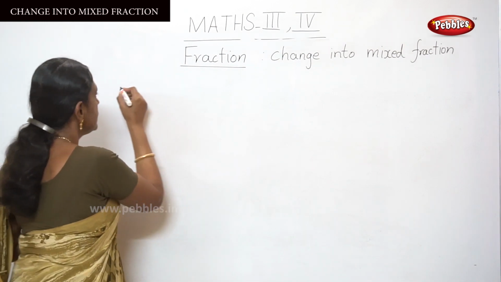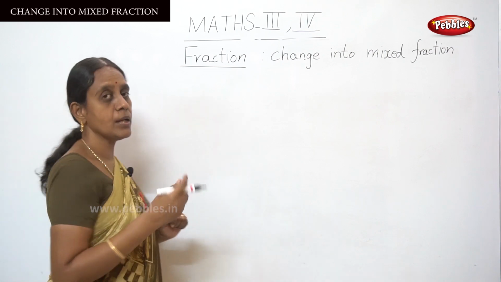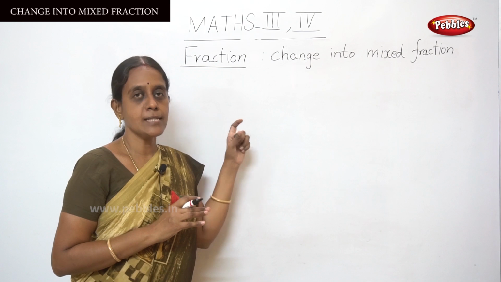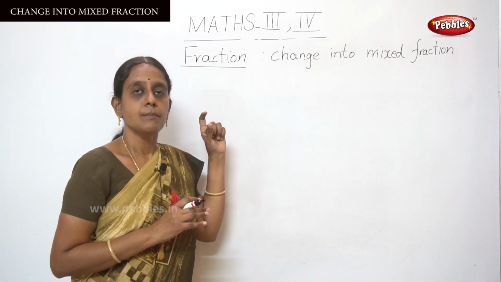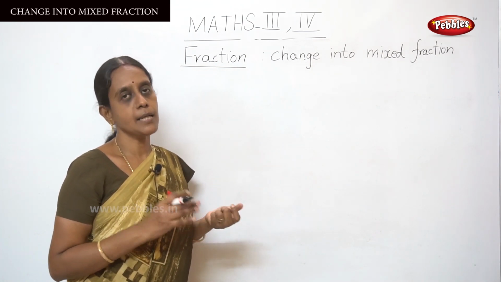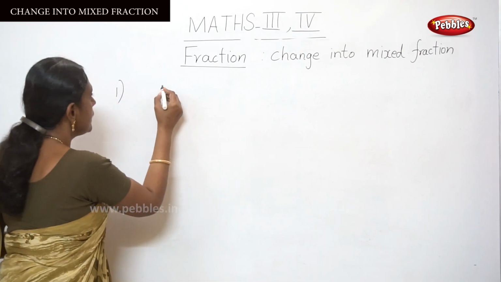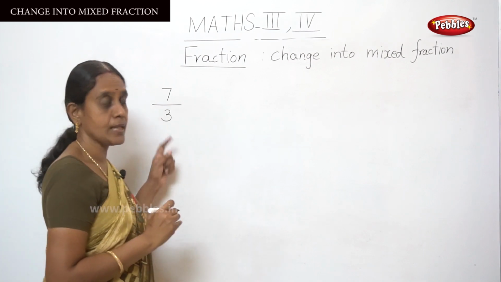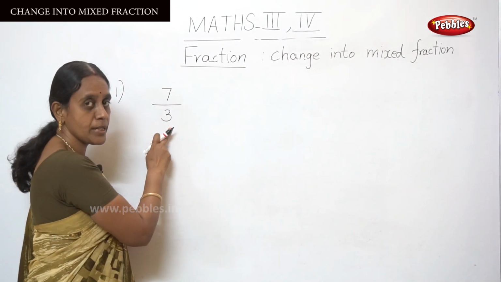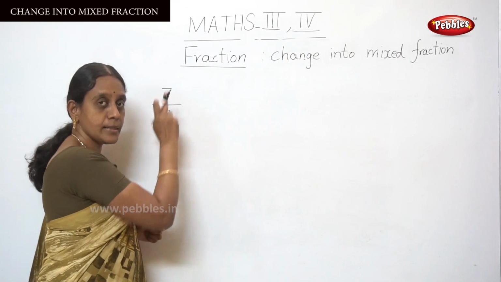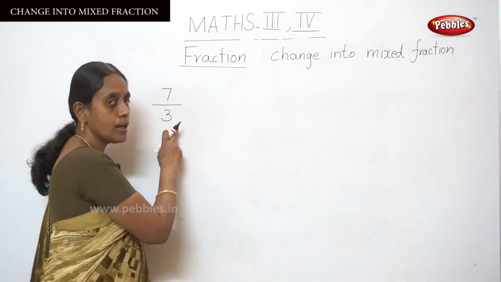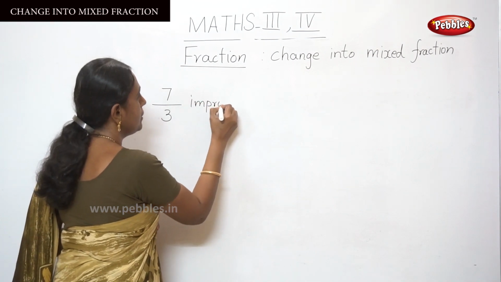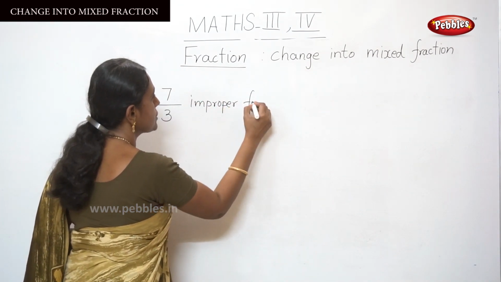Let me make the question, which will be an improper fraction. Improper means the numerator is bigger than the denominator. Here the question will be 7 by 3. The denominator is smaller than the numerator, so this is called an improper fraction.